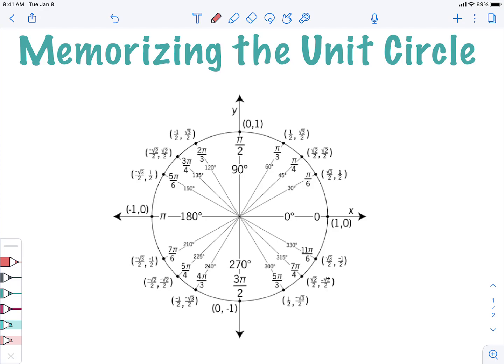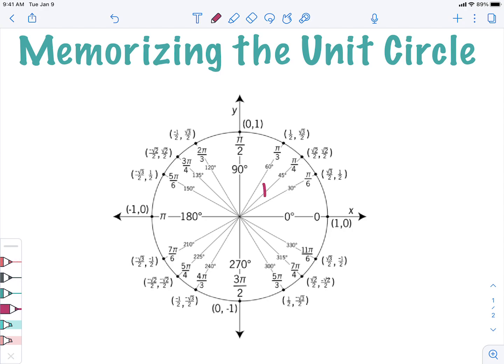So these are things that you want to have in your memory, because you will have to evaluate things like the sine of pi over 4 or the tangent of 3 pi over 2 as you're solving a problem, and you're not going to have the unit circle readily available for you to reference. So when we're going through and memorizing it, the first thing is to always look at just this first quadrant.